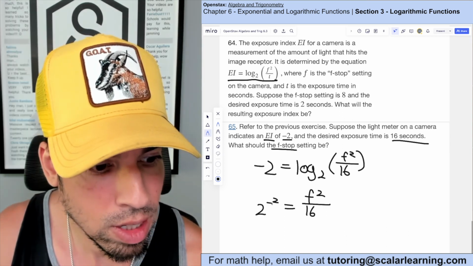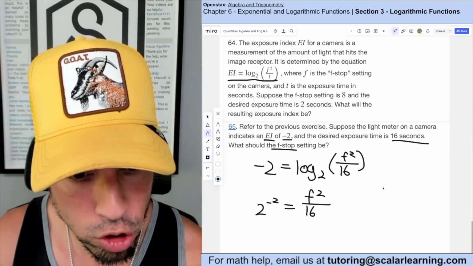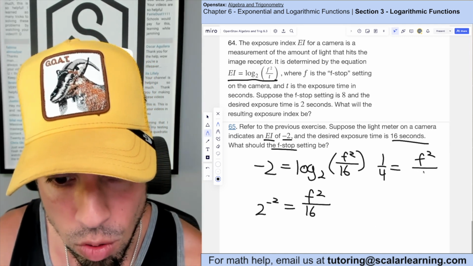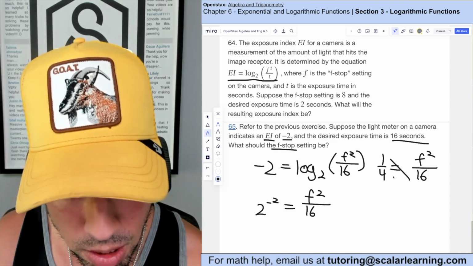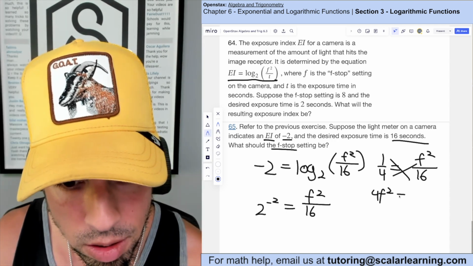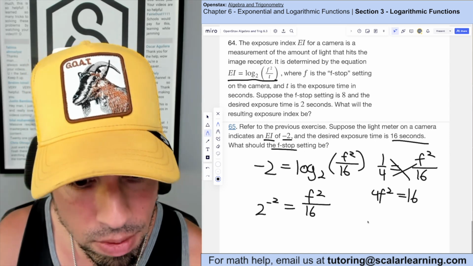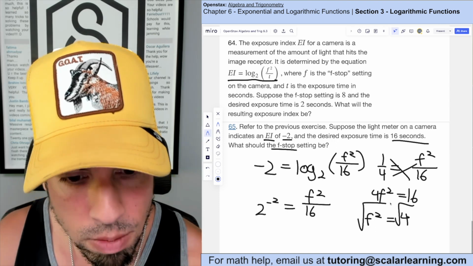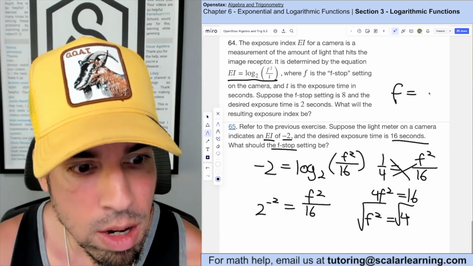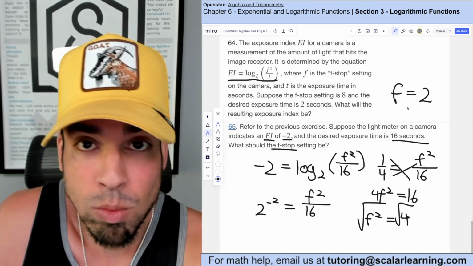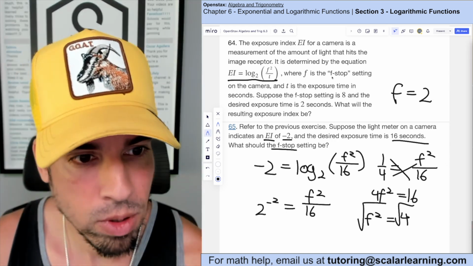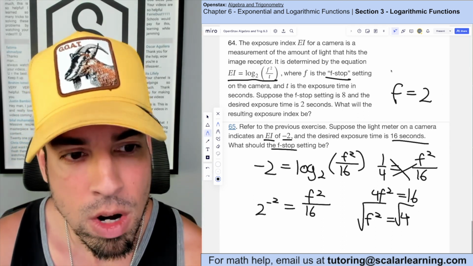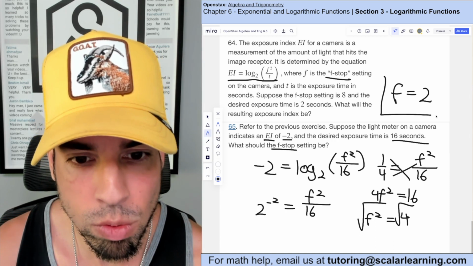Now 2 to the -2 is really 1 over 2 squared, which is 1/4. So I'm going to rewrite this as 1 over 4 equals f squared over 16. Then I'll do a little cross multiplication. We get 4f squared equals 1 times 16, which is 16, divided by 4. f squared equals 4. Last but not least, we take the square root of both sides, and we say f equals +2. You might say, what about -2? But my assumption is that we don't have a negative setting here, so the negative value wouldn't make sense. So we're going with an f-stop setting of 2, boom, done.